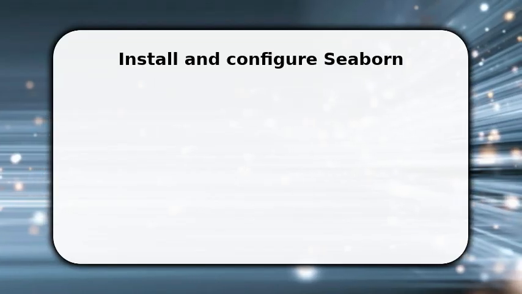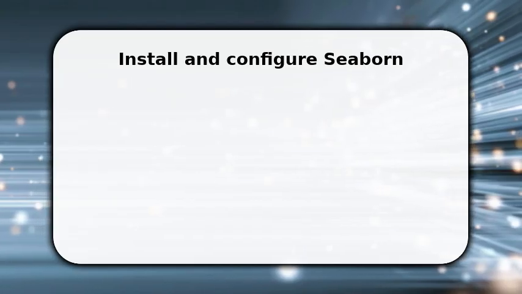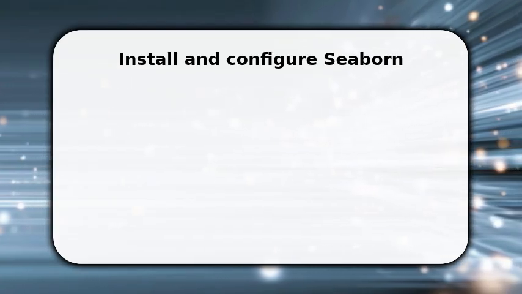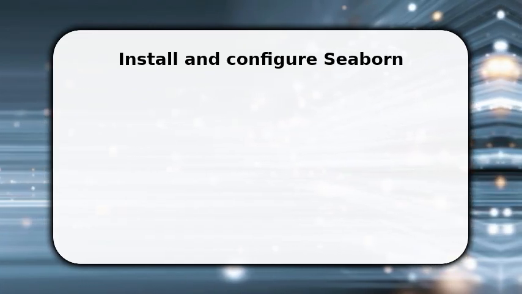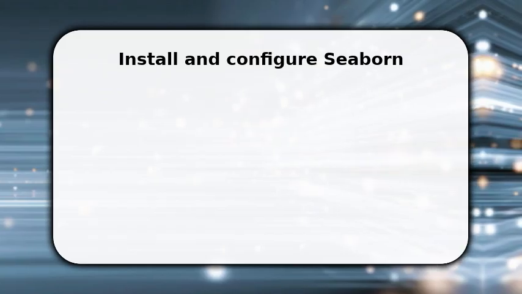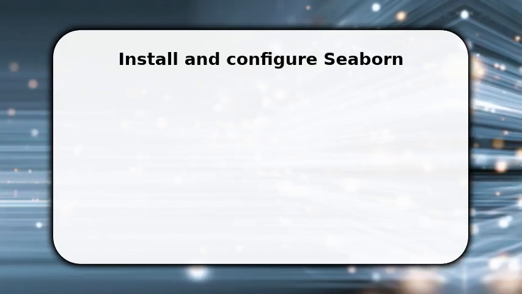Start by installing and configuring Seaborn inside Jupyter. Run pip install seaborn in your notebook or environment and restart the Jupyter kernel after installation. Enable inline plotting with %matplotlib inline so charts appear in cells.